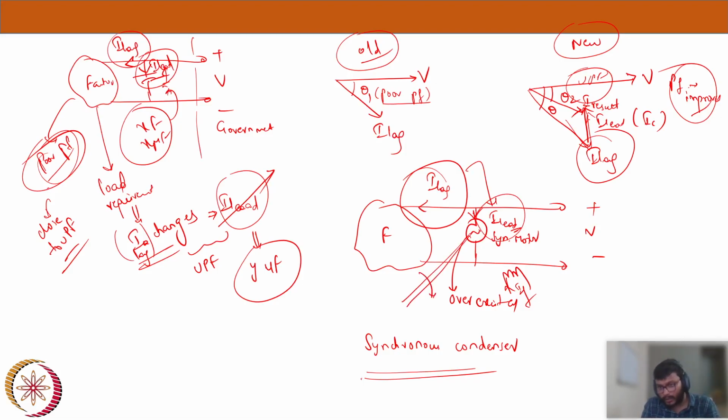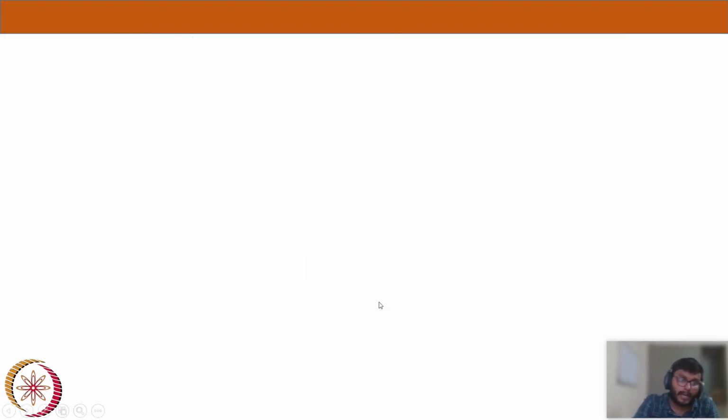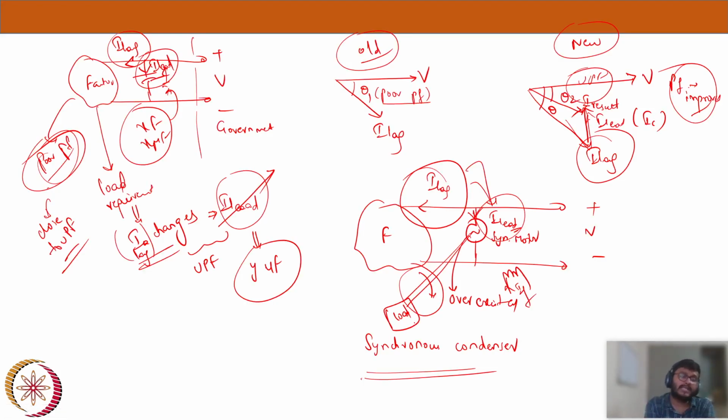This is already a motor. It will not only draw leading current and maintain close to unity power factor, but also it will drive whatever mechanical loads are connected to it. So it will supply both mechanical loads as well as provide the leading current. So I hope you have understood this effect of variation of excitation on the synchronous generator and motor.